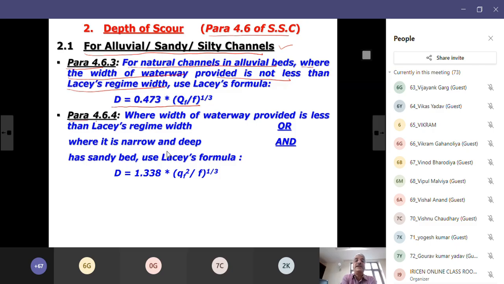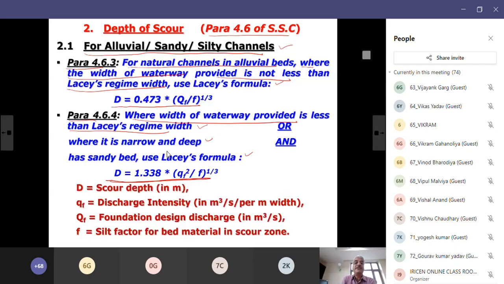And the second case, where the width of waterway provided is less than regime width, here it was more, here it is less, or where the waterway is narrow and deep and has a sandy bed, etc., then we use this formula for scour depth calculation. 1.338, rather than capital QF, it is small qf square. Here it was only QF, here square, divided by F to the power 1 by 3. D is cover depth in meter.